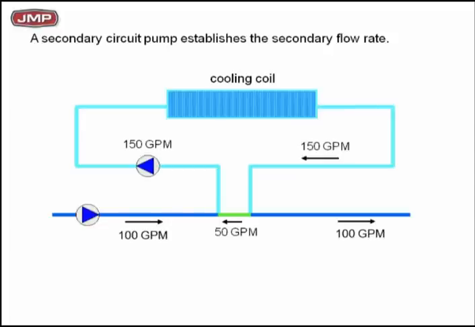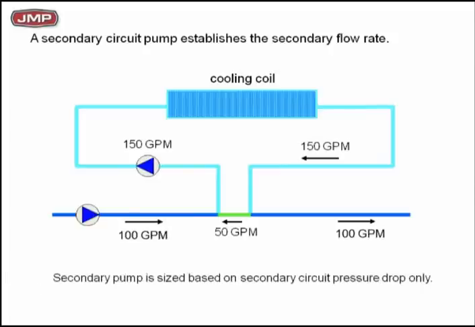That first T, you got 100 GPM in it from the primary, 50 GPM from the common, 150 GPM going to the secondary circuit of the cooling coil. Coming out of the cooling coil, you got 150 GPM. You got 100 GPM going back to the system, and 50 GPM reverse flow going back to the loop.